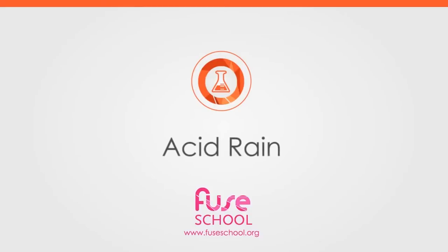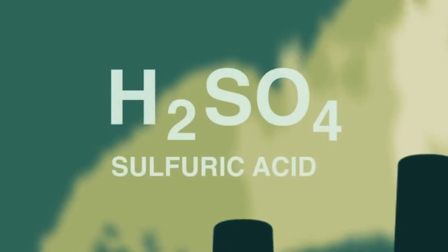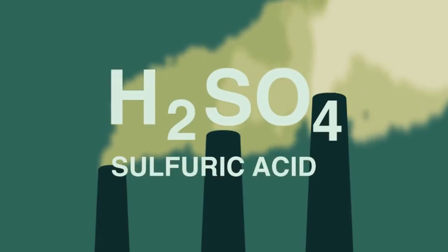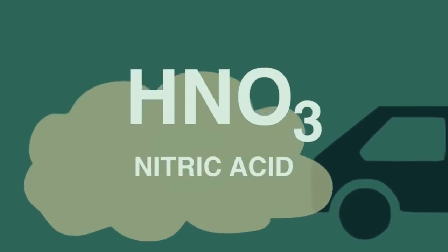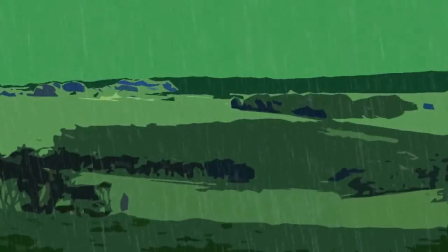In this video, you will learn that in two quite different ways, the burning of fossil fuels can cause our rain to become acidified. Sulfuric acid arises from the burning of coal and oil, mainly in power stations, whereas nitric acid arises from the exhaust pipes of our motor vehicles. You will also see some of the effects acid rain has on our environment.